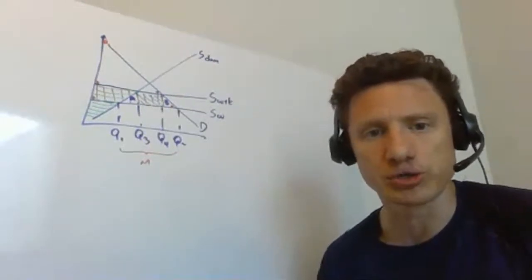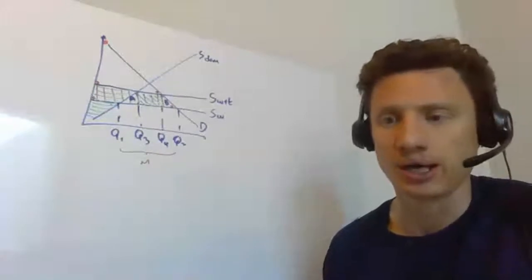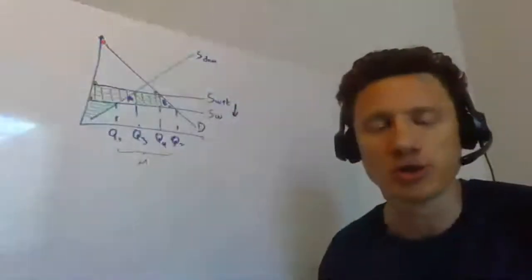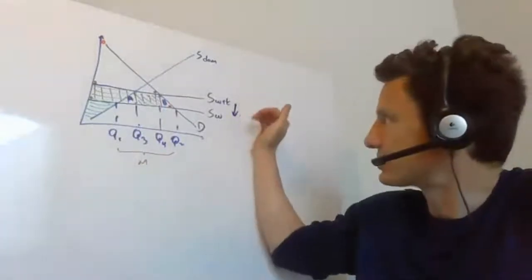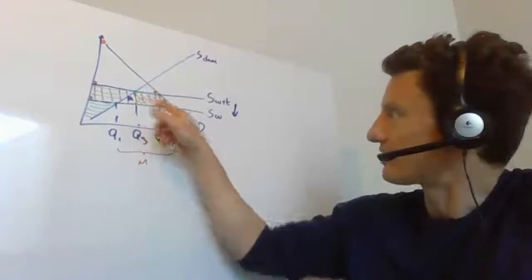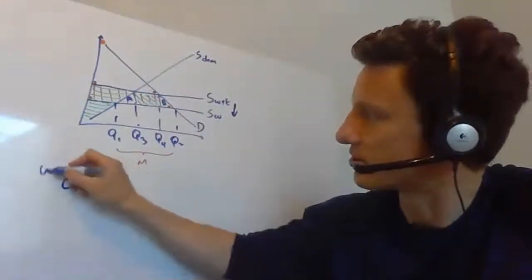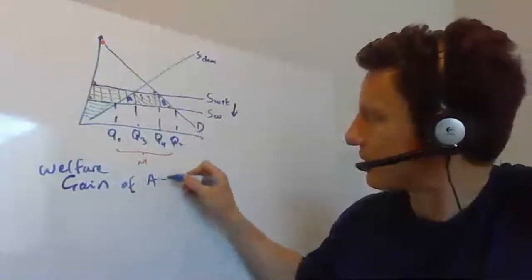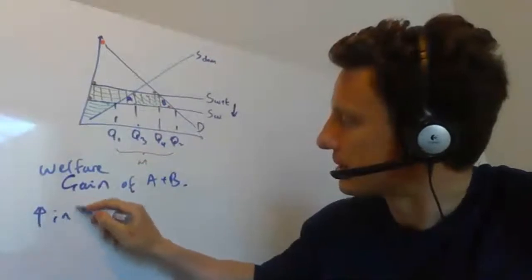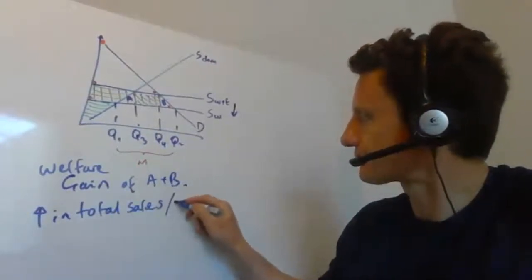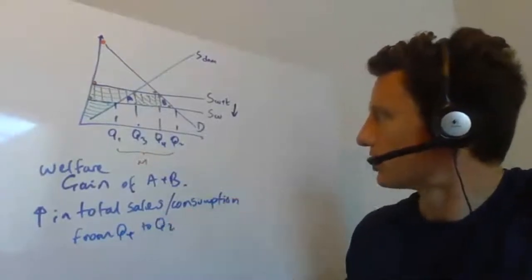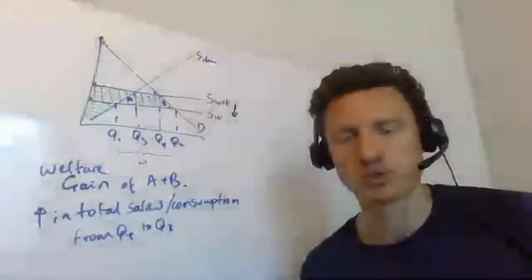So when we talk about trade creation and trade diversion, normally we're talking about trading blocs, whether it's a free trade area or a customs union. We're talking about removing the tariffs. So we're going from a position of SW plus T to a position of just SW. Instead of imposing the tariff, we're taking it off. Really, all trade creation is saying is that there is a welfare gain of A plus B as a result of taking the tariff off. In addition, there is an increase in total sales, total consumption, from Q4 to Q2.